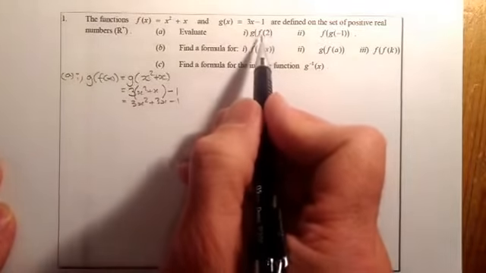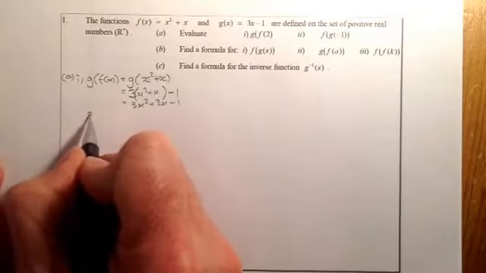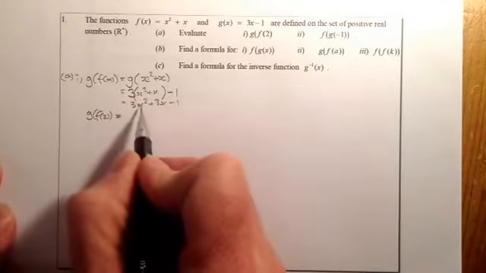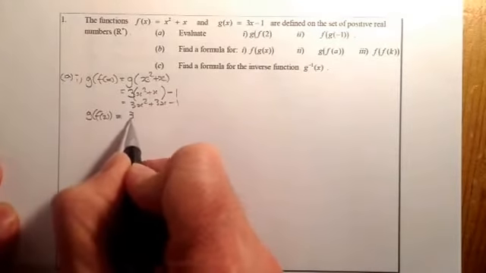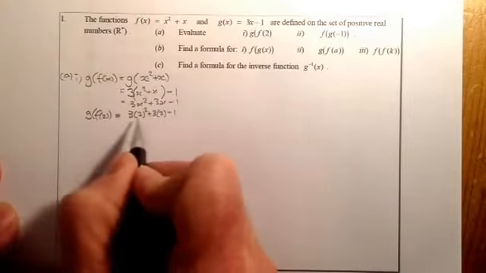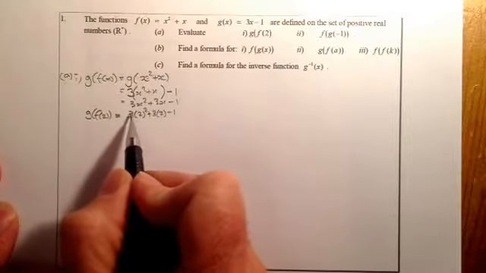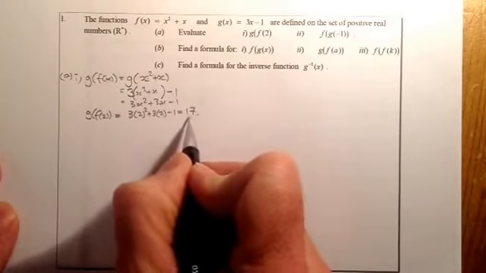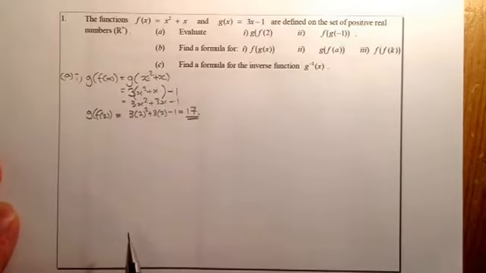So from there, I'll do the question that I've asked to be done: g of f of 2. All I'm going to do is substitute a 2 in where my x is. So 3 times 2 squared plus 3 times 2 minus 1. That'll give me 12, 18, minus 1, which gives me 17. So there's my first answer there.